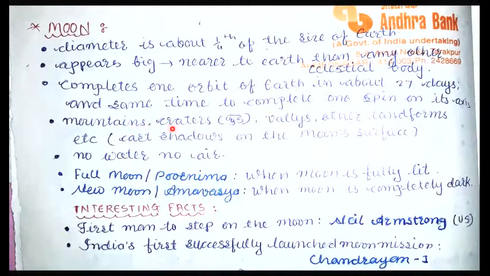Okay, mountains, cracks, valleys, other landforms, etc. cast shadows on the moon's surface. जो हमें ये दिखता है नीचे से हम जो देखते हैं तो इनकी प्रतिकृति होती है. Scientists have not found water and air there. Now these are two concepts that we see: full moon or Purnima and new moon or Amavasya. When the moon is fully lit, it is called full moon or Purnima, and when it is completely dark, it is called new moon or Amavasya. Now an interesting fact is that Neil Armstrong of the US is the first man who stepped on the moon, and India's first successfully launched moon mission is Chandrayaan-1.